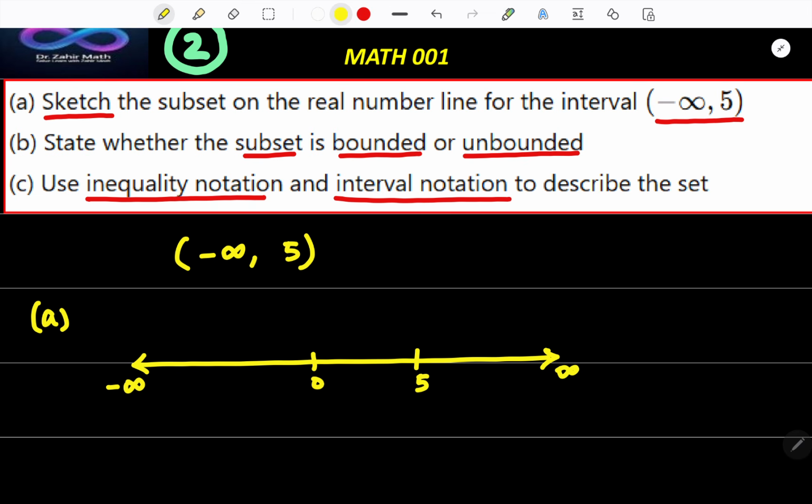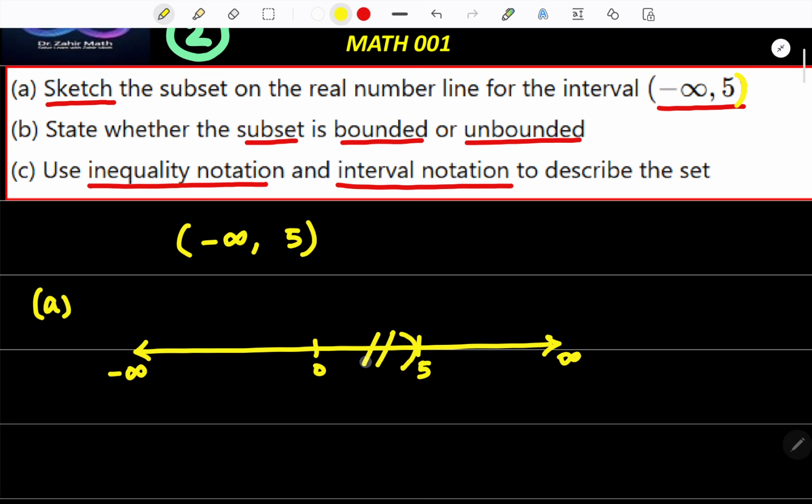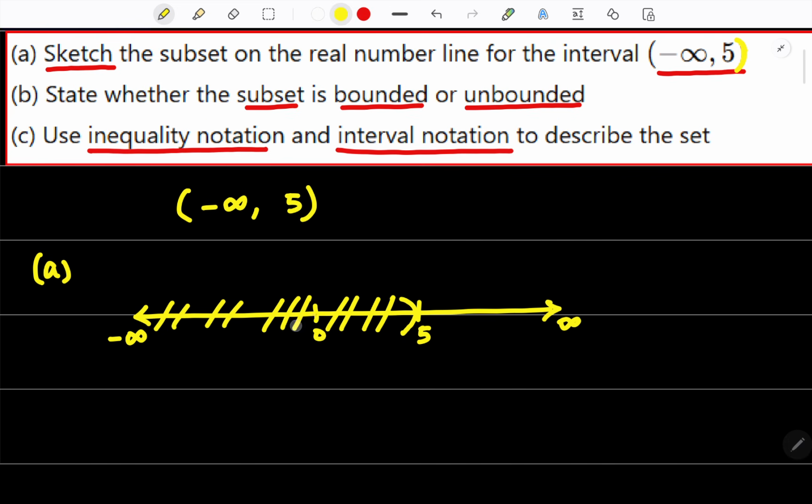And minus infinity comma 5, it means, look at the bracket here. The bracket is an open bracket, right? So you're going to put an open bracket. Can we put a bracket for infinity? No way. So we are going to take all these things which are cross lines, right? So this is the sketch.